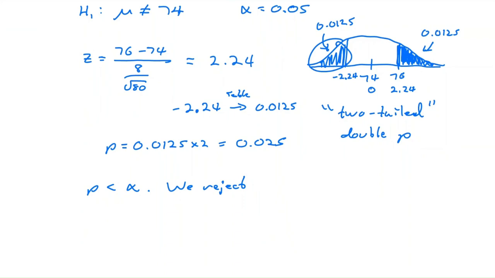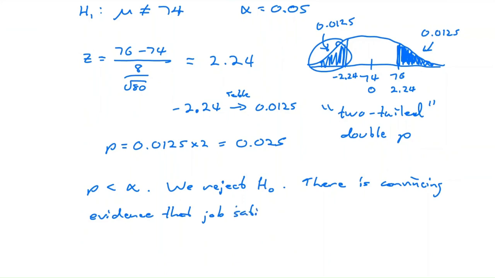So I'll just say we reject H sub 0. I was going to write out null hypothesis, but that's easier. And so in this case, there is convincing evidence that job satisfaction has improved since the policy went into effect.